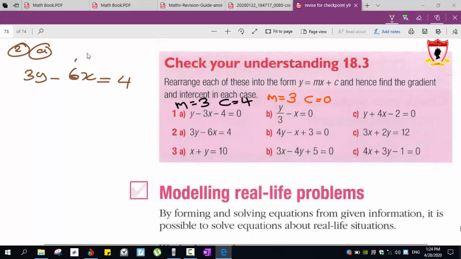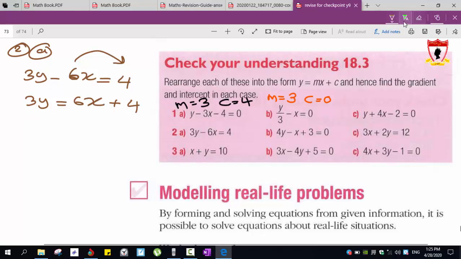Firstly, we send the negative 6x to the other side, it will be positive, and 3y equals 6x plus 4. It's okay to write 4 plus 6x, but according to the standard form, it's better to write 6x plus 4. Then we need to get rid of this 3 to have y alone on this side.